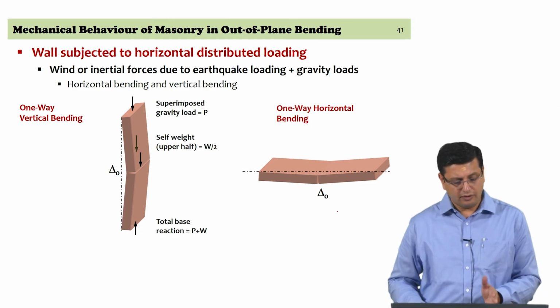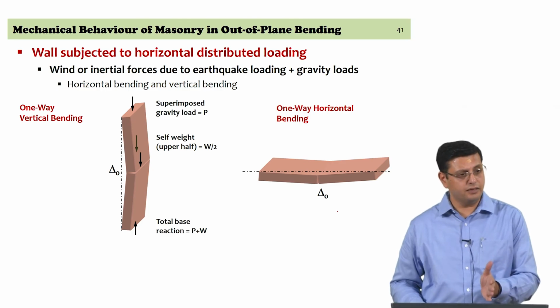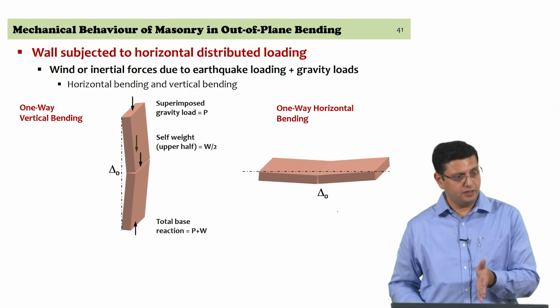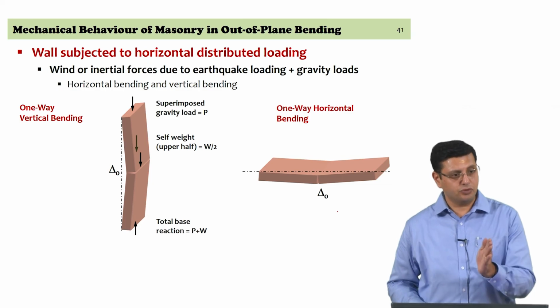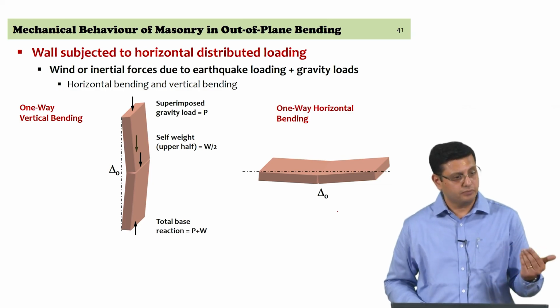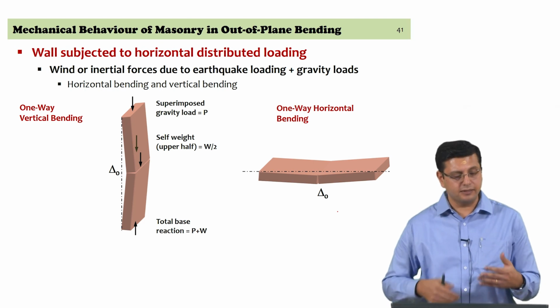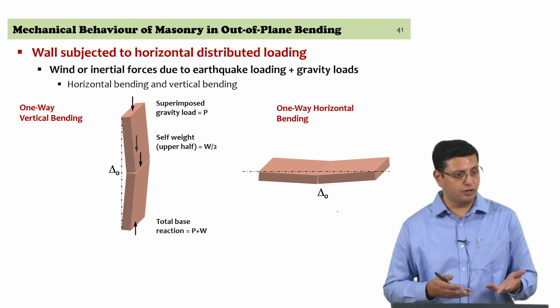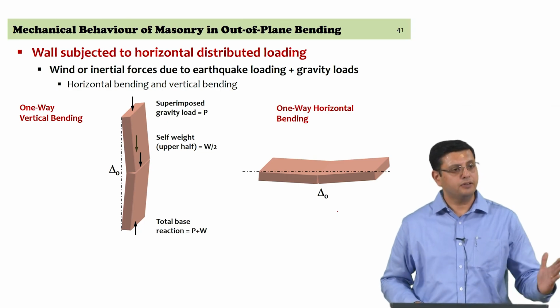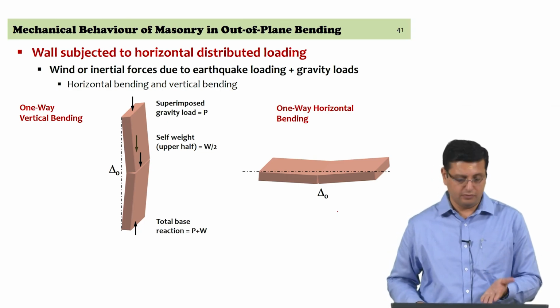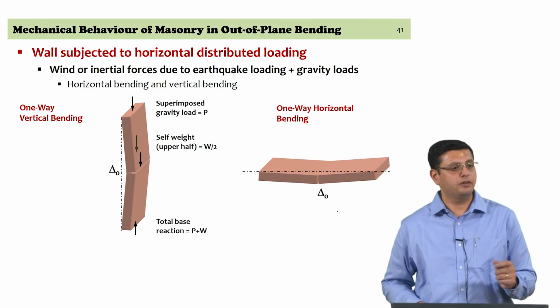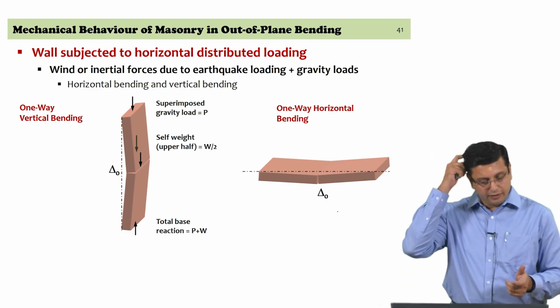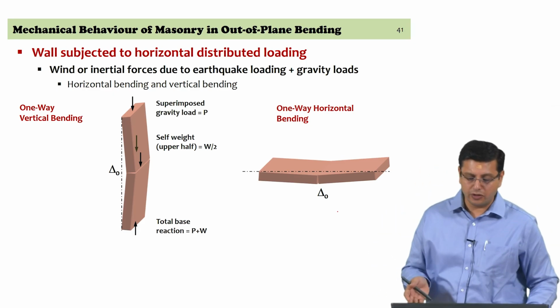Okay. So your question is, what we are seeing is the wall being loaded in the axial direction. Now we are talking of a wall which is carrying gravity forces, but is also subjected to lateral loading, and the lateral loading that we are examining in this case is either wind load or inertial load because of an earthquake. So in this condition you have the horizontal load and deflections occurring in the wall because of the combination of the two. So you would have a similar situation in one way horizontal bending.